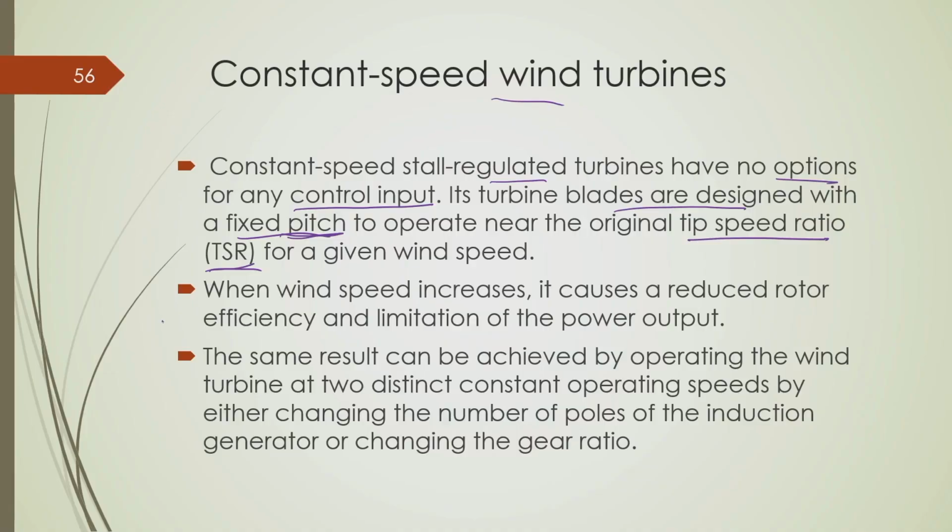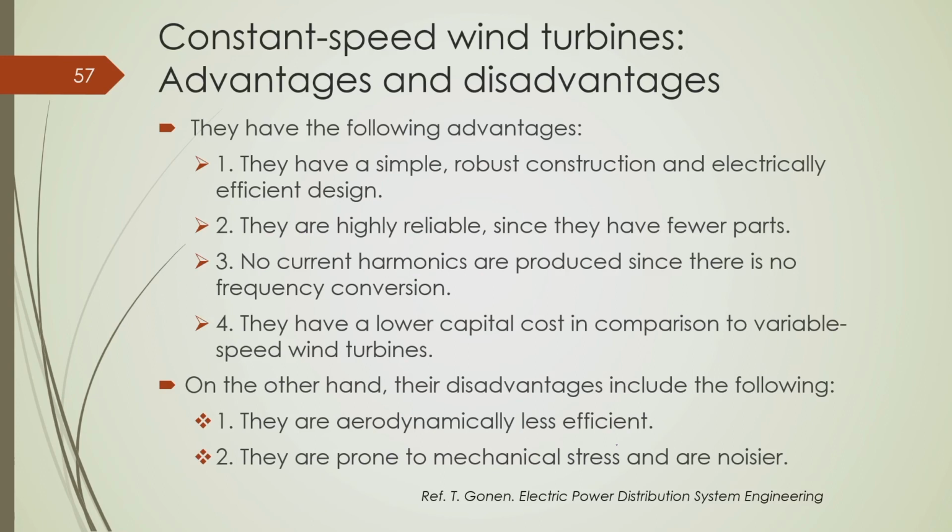Okay. So, here when wind speed increases, it causes reduced rotor efficiency and also the same results can be achieved by operating the wind turbine in two distinct constant operating speeds by either changing the number of poles of the induction generator or changing the gear ratio. Okay. So, for the constant speed wind turbine, some advantages and disadvantages are there.